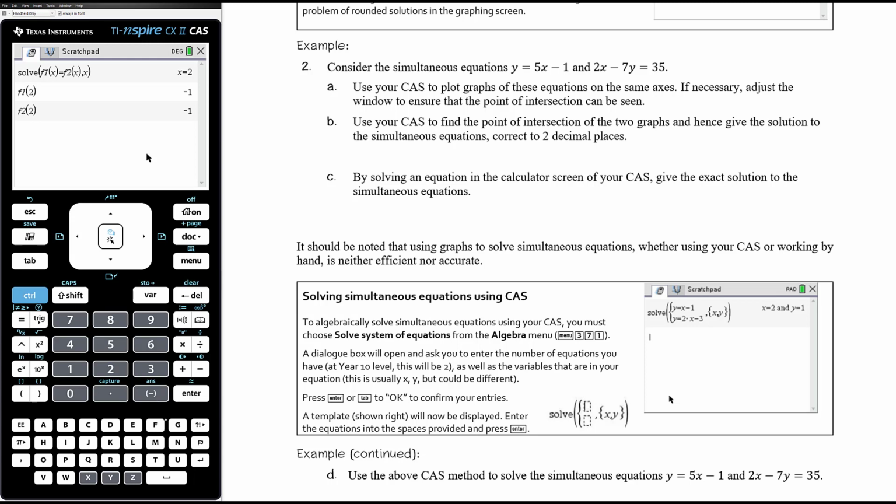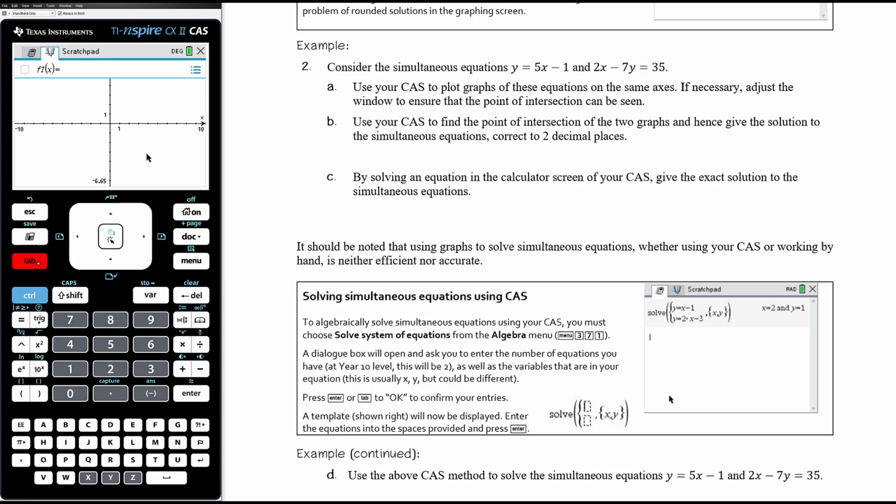And then part C, by solving an equation in the calculator screen of your CAS, give the exact solution to the simultaneous equations. Okay, so let's go back over to our graphing screen. I'm going to press delete 3 times, which will ask me, do I want to delete everything? And I'm going to say yes. And then I'm going to add these two graphs.